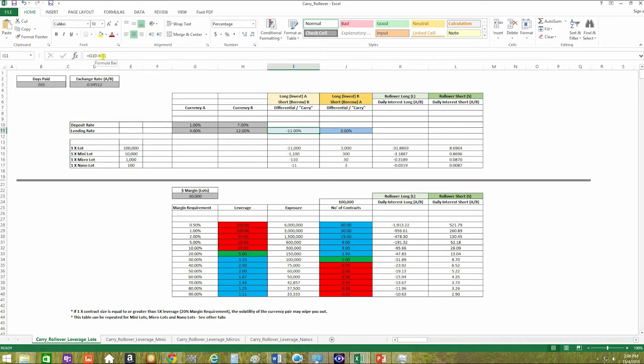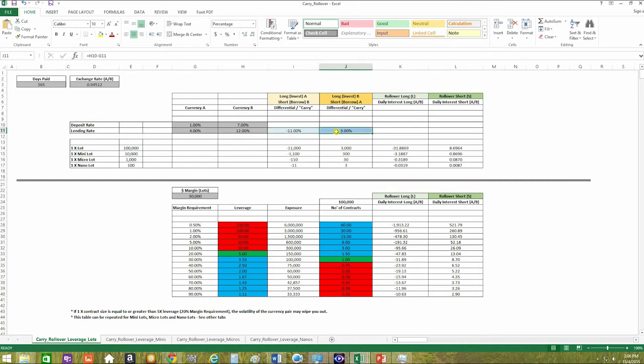Sorry, G10 minus H11. So we have the 1% minus the 12%, and this is equal to minus 11%. So if you do go long currency A and short currency B, what's going to kill you on this trade on an annualized basis is the 12% that you're paying to loan currency B.